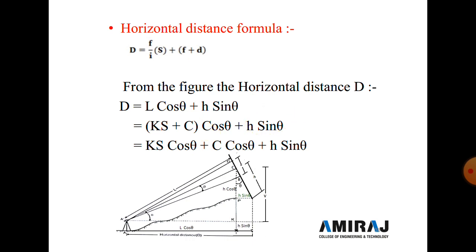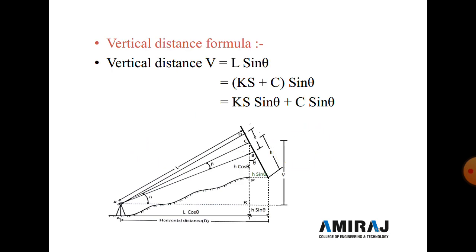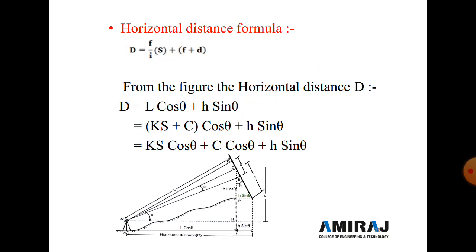So here L = (Ks + C) cos θ + h sin θ. The D and L values are the same in this case. So L = Ks + C, so Ks cos θ + C cos θ + h sin θ. Similarly, the vertical distance V = L sin θ. Horizontal distance D = L cos θ, and similarly vertical distance V = L sin θ. So L = Ks + C, so V = Ks sin θ + C sin θ.